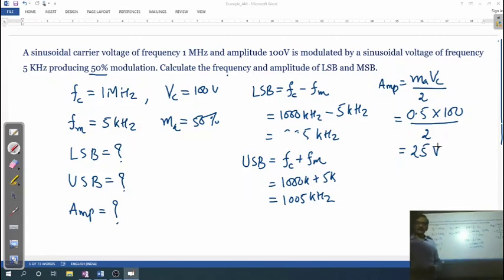Now in the next lecture, we will see the power relation in a modulated wave. So after the modulation, what is the total power of the wave and how much power is going to be consumed by the modulated wave, and we will also discuss an example related to power.